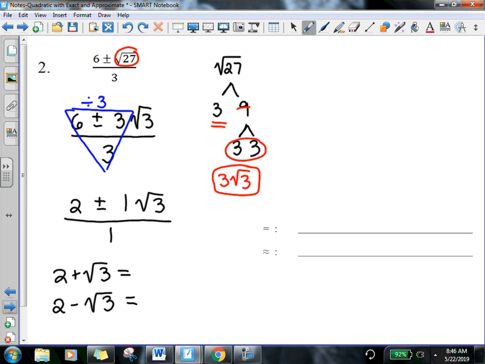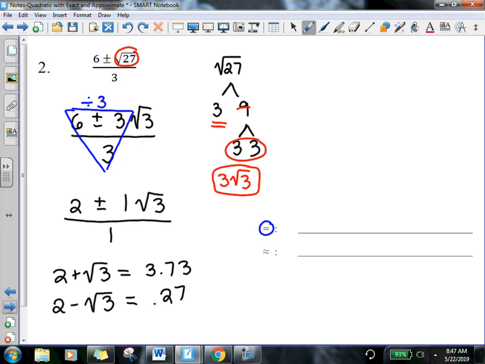And I think I'm going to spare you from watching me use that calculator on my computer again. So if you would be so willing as to pause the video at this point and type it in your calculator, then you can check. So when you do type it in, this is what you should get. 3.73 and 0.27.